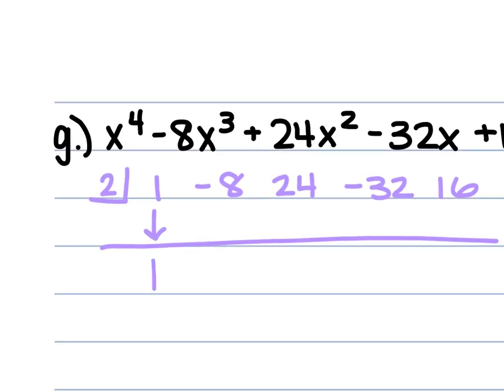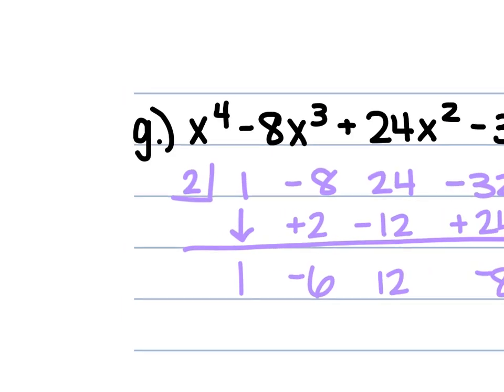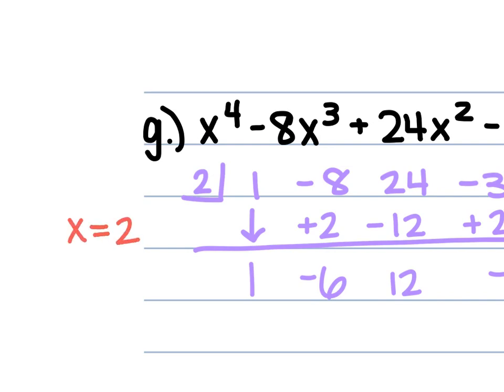So I'm going to bring the 1 down. 1 times 2 is 2. Add that with a negative 8, we get a negative 6. Negative 6 times 2 is negative 12. Add that with the 24, we get 12. 12 times 2 is 24. Add that with the negative 32, we're left at negative 8. Negative 8 times 2 is negative 16. 16 minus 16 is 0. So this one works. x is equal to 2 is one of our solutions.